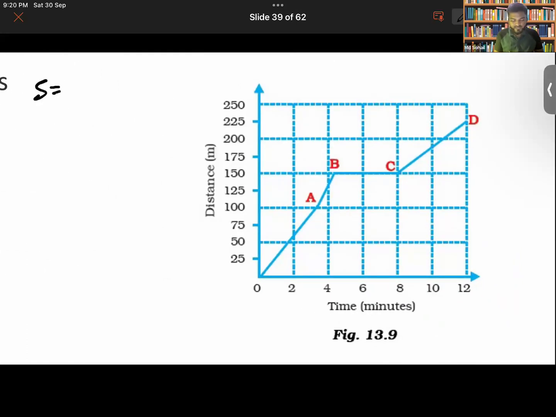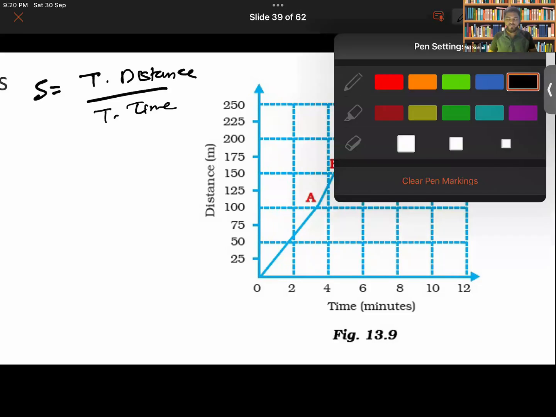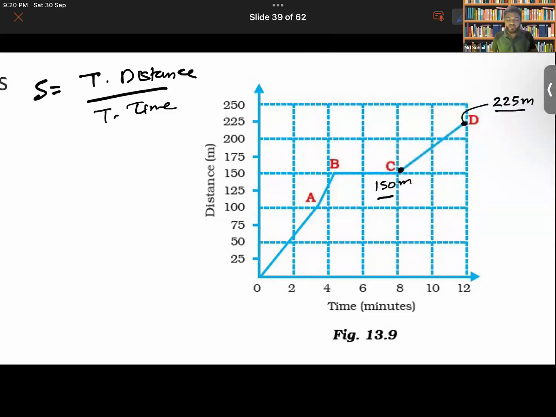When you calculate speed in this case, you will be finding the total distance and then dividing it by the total time taken by the body to cover the distance, right? So total distance is the distance between here and here. Here the body traveled 150 meter and here the body has traveled 225 meter. So the total distance is not 150 now. The difference between 225 and 150 meter would be the actual distance traveled by the body. Getting it, Chakrika?